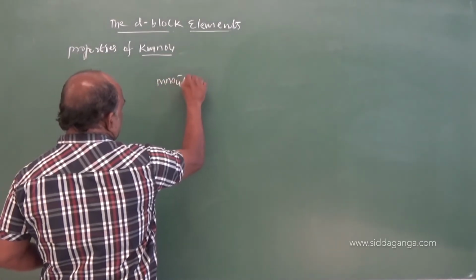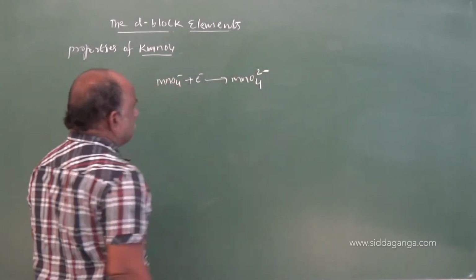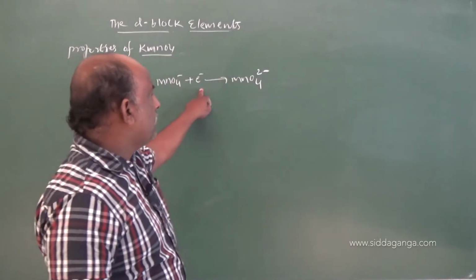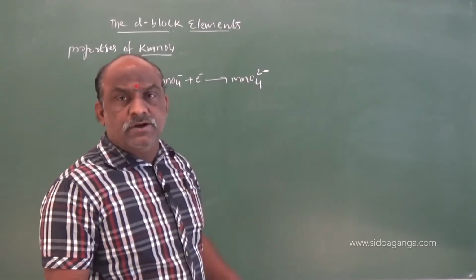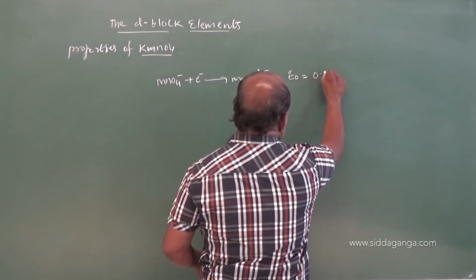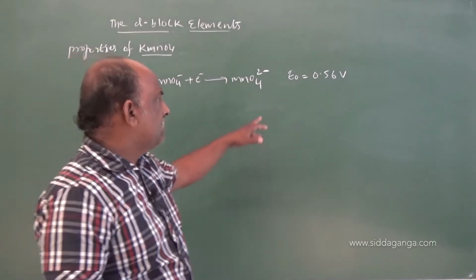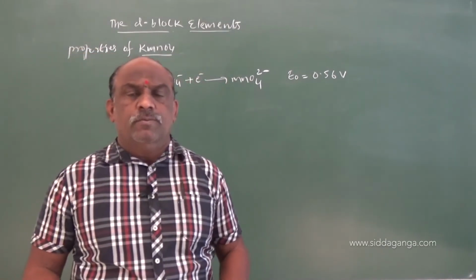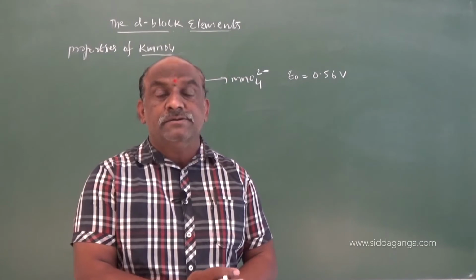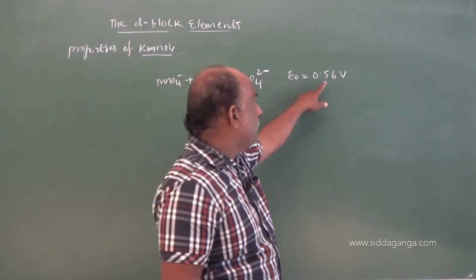MnO4 minus plus 1 electron gives rise to MnO4 2 minus. Addition of 1 electron to permanganate, we will get MnO4 2 minus. This is called manganate. What will be the E° value for this one? E° value is 0.56 volts, which means it is less positive. More positive, strong oxidizing agents. Less positive, weak oxidizing agents. Negative, reducing agents, according to the electrode potential values. According to electrode potential values, we have to find like this.